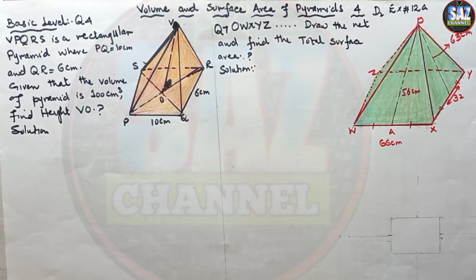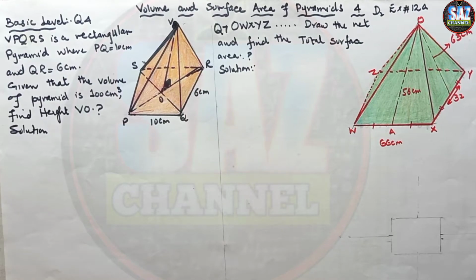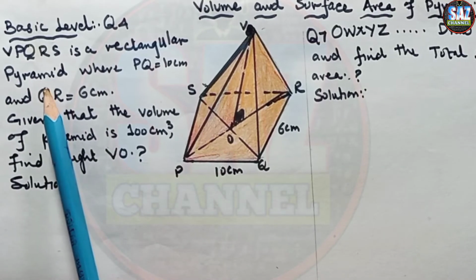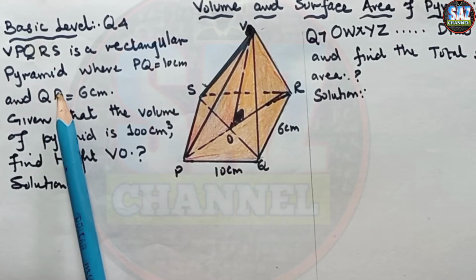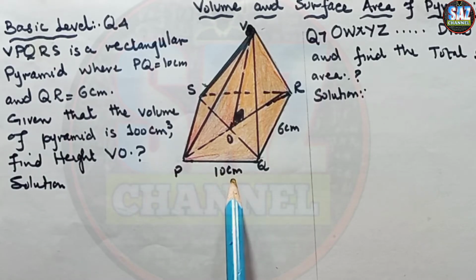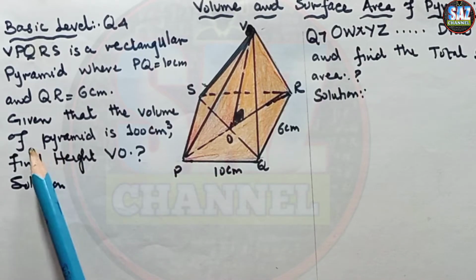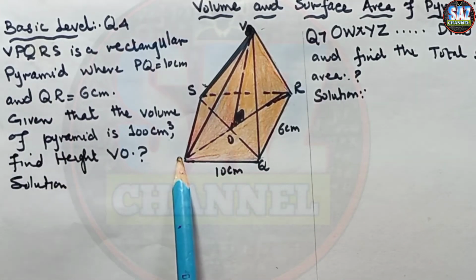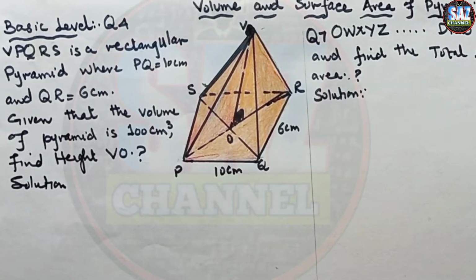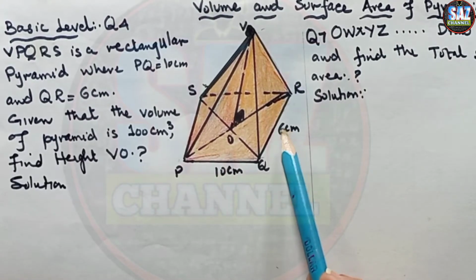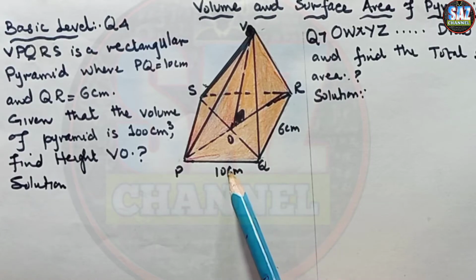Let's move to basic level question number 4 and let's read the question from the book. Question 4 says that VPQRS is a rectangular pyramid where P to Q is 12 centimeter and Q to R is 6 centimeter. Given that the volume of pyramid is 100 centimeter cube, find the height VO. Okay, now look, in this question we are given with the pyramid with the rectangular base, but area of that pyramid is not already calculated given.